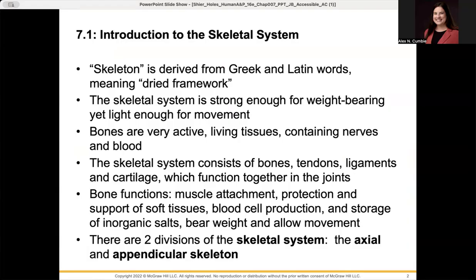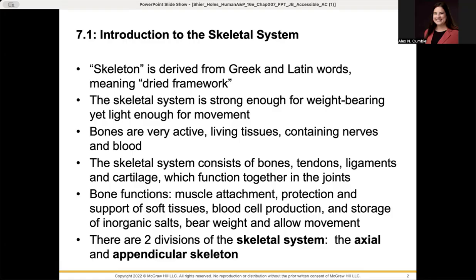It is weight bearing, it allows us to move our muscles and do activities. It is protection for a lot of our internal organs. And it has some additional things as well, which we can see here, and we'll look at their functions. It helps with blood cell production. It stores inorganic salts, and it helps spare the weight and allow movement, like we mentioned.